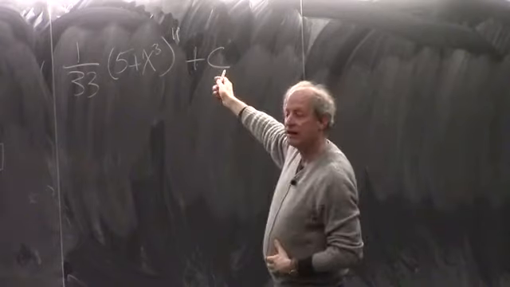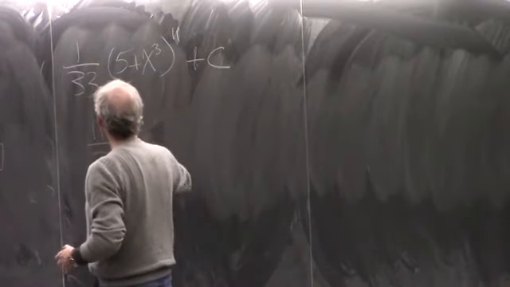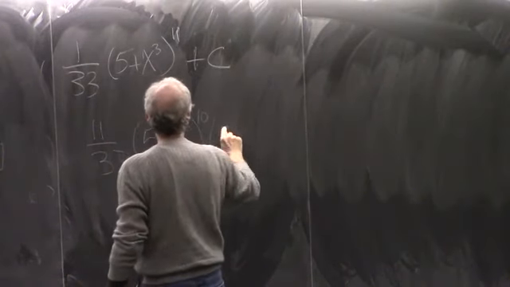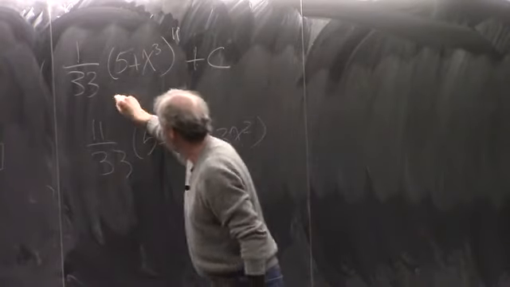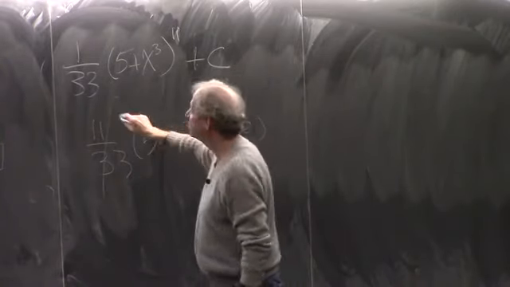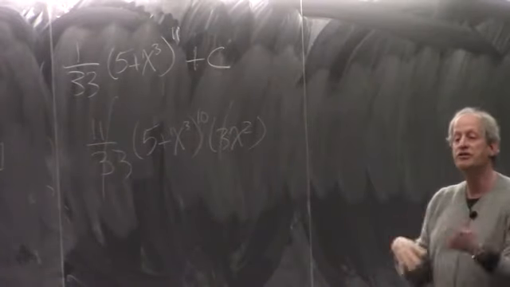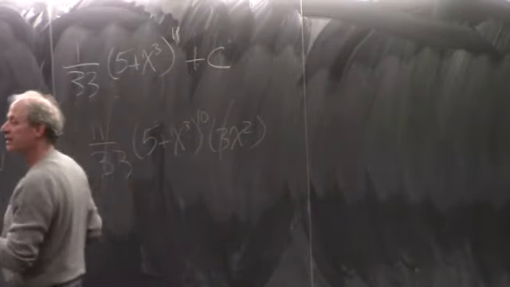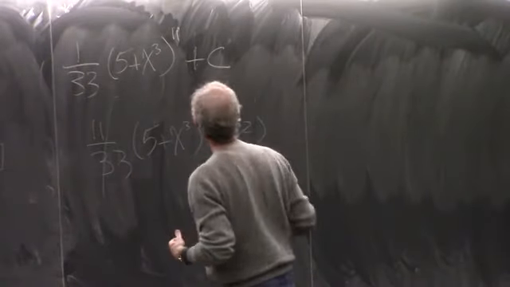And double check that in your head. Take the derivative, and you get 11/33 times 5 plus x cubed to the 10th times 3x squared. So notice, that's a third. That cancels with the 3, and you get the x squared and the 5 plus x cubed. So what the u substitution does is it undoes the chain rule. It looks at this integrand and says, there's a chain rule going on in here, so I'm going to work the chain rule backward.